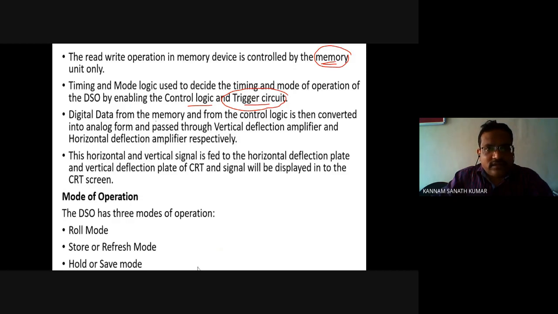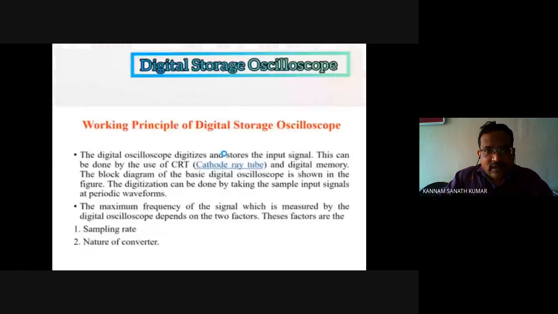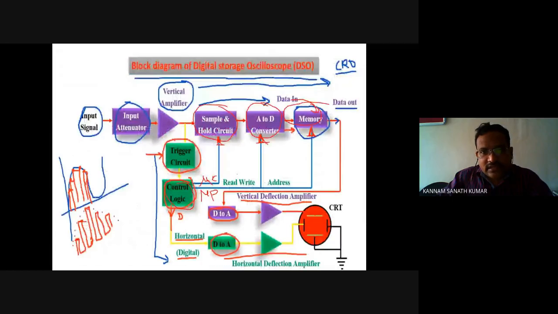Digital data from the memory and from the control logic is then converted to analog form and passed through the vertical deflection plate amplifier and horizontal deflection plate amplifier. Why? Because in parallel, using a digital oscilloscope, we can generate digital signals using ADC converters, and we can also observe the analog signals in the CRT. The output of the memory is given to DAC converters, and the output of the control logic is given to DAC converters.